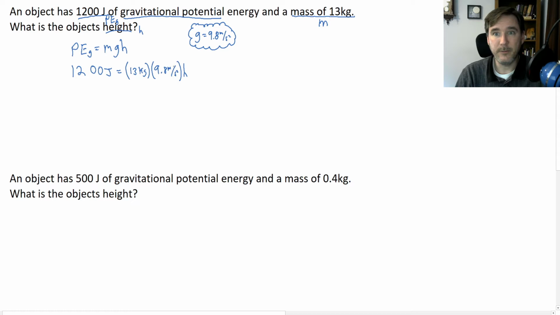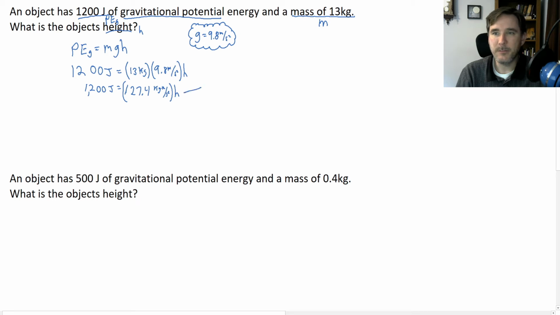So we're going to have to solve for this. So I'm going to simplify things a little bit. 1,200 joules is equal to 13 times 9.8. So put in my handy dandy calculator, and I get 127.4, and the units end up being kilogram meters per second squared, and that's going to be times height. And so now we just have to get height by itself.